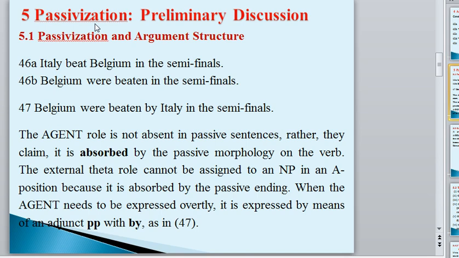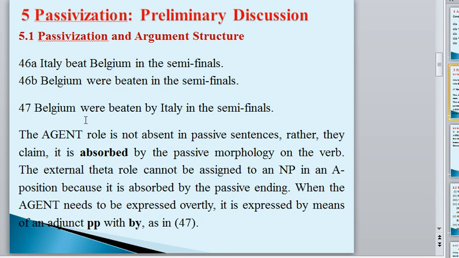Passivization and argument structure. Look at these examples. Italy beat Belgium in the semifinals. This is an active sentence. We have the verb, the subject, and the object, and that's okay. The second sentence: Belgium were beaten in the semi-final. This is a passive sentence. We moved the object to the subject position and deleted the subject, and we change the form of the verb. Beat becomes were beaten.